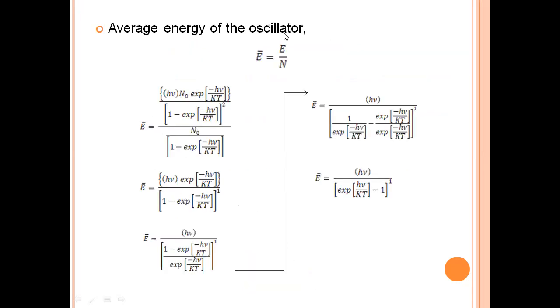Average energy of the oscillator can be given as E bar is equal to E by N, which is nothing but total energy of the oscillator divided by total number of oscillators. Just replacing E and N with their expressions, we get a final expression as h nu by exponential h nu by kT minus 1.